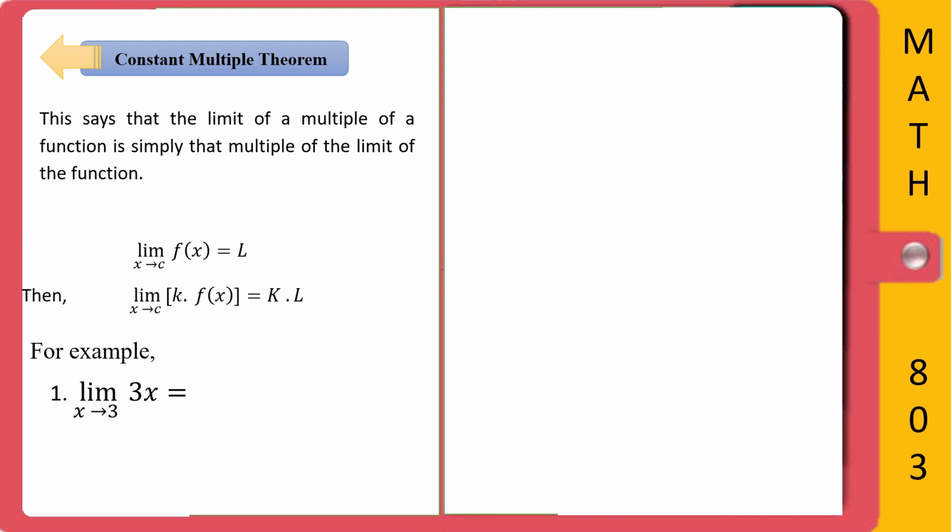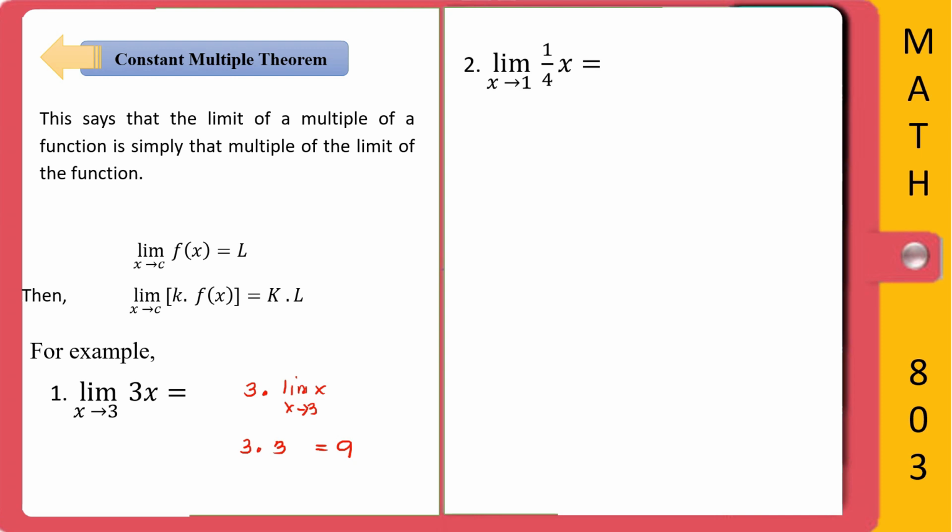As you can see, our k here is 3. So we have 3 multiplied by the limit of f of x, which is x, as x approaches 3. We bring down 3, and then since this is the identity theorem, wherein we substitute the value of c into the variable x, we have 3. Now, 3 times 3 is equal to 9. So our final answer will be 9.